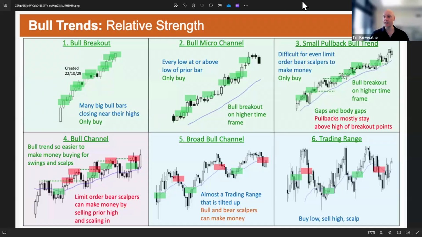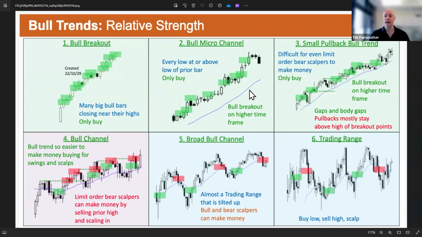And I'm going to show you a slide from Dr. Brooks's course, which gave me this idea. Let's check that out now. So this is one of his slides in his course. And he's talking about different kinds of bull trends. Firstly, the bull breakout, a micro channel, small pullback, then the bull channel, a broad bull channel, and then a trading range. And I got the idea for this drill from this little quote here.